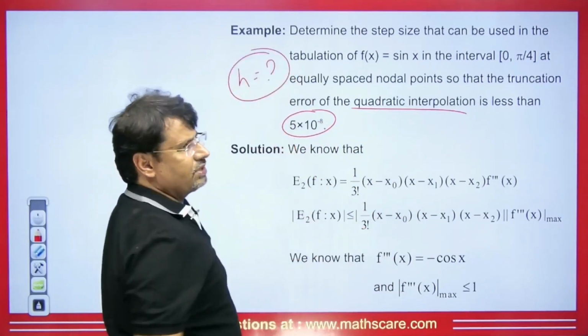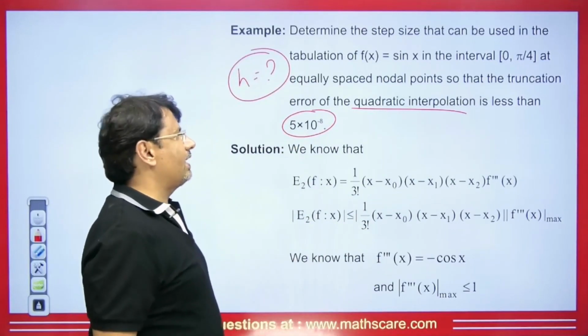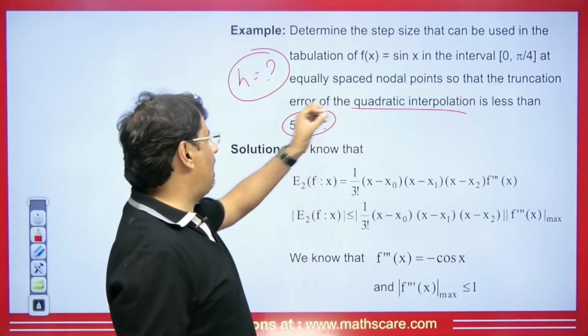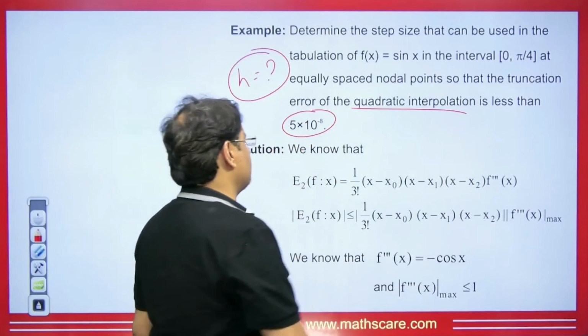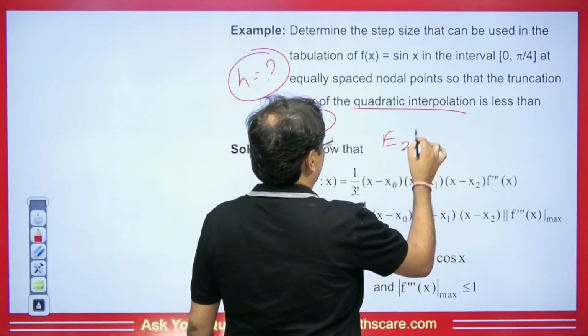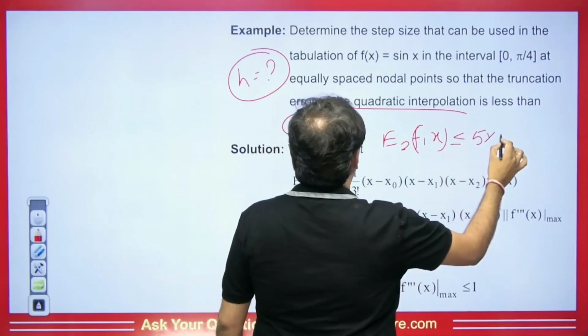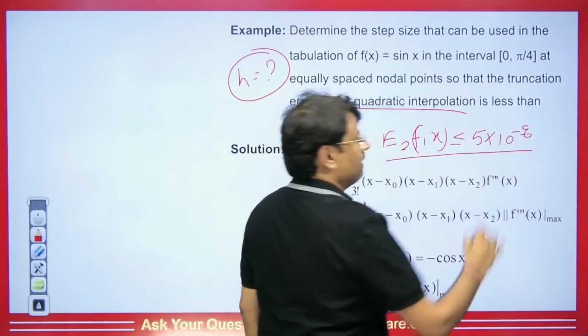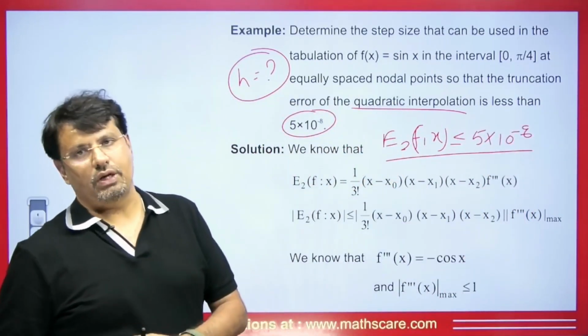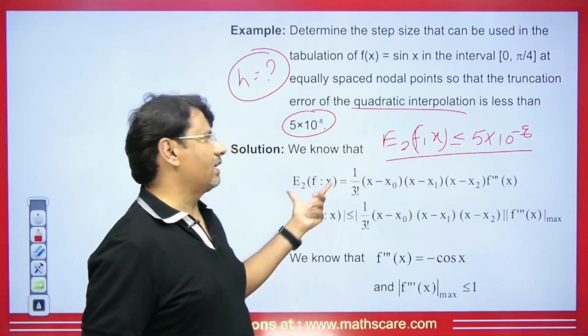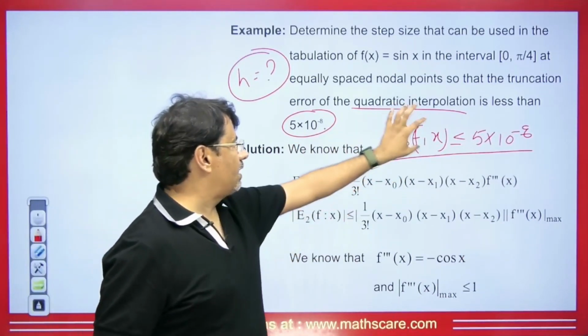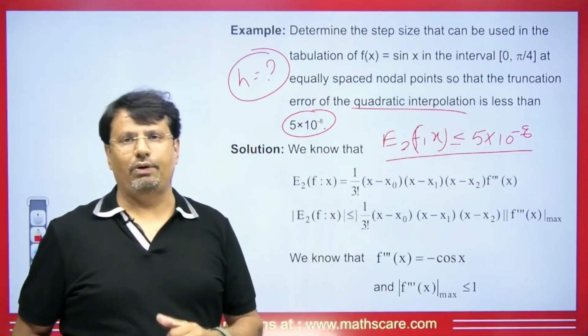Then what should you do? You want to find the value of h and you are told that the quadratic interpolation error is less than this. Meaning from here we have the value that's coming, that is E2(x). It should be less than 5 into 10 to the power minus 8, right everyone? In that case, what will be the value of h? We will calculate the value of this here, then put the value of this here, and then we will get the value of h from here.